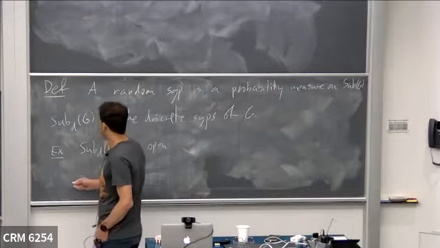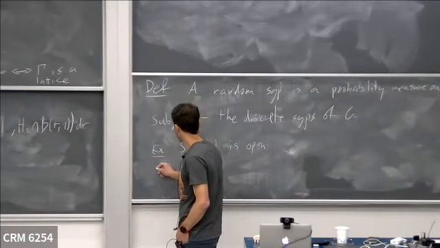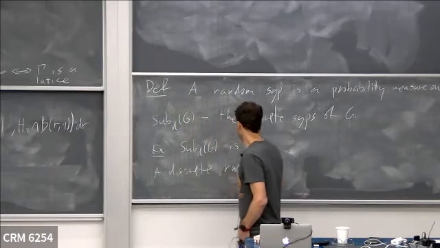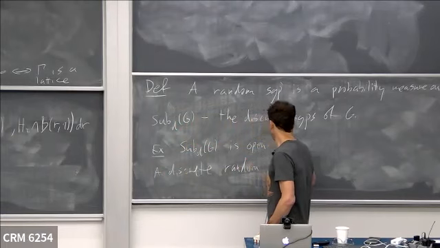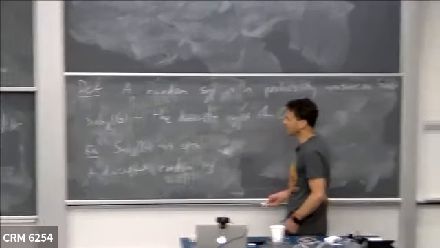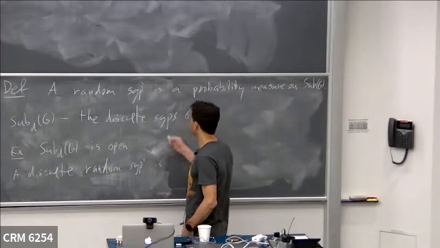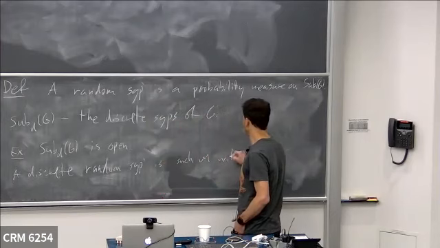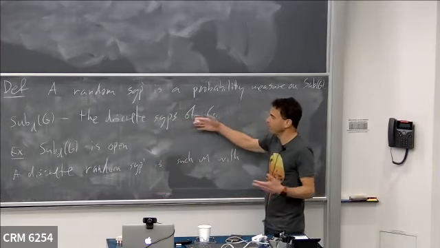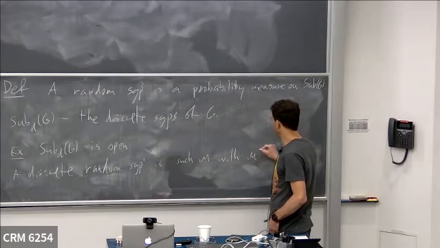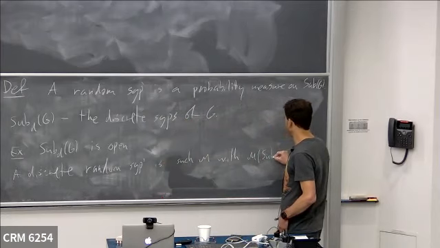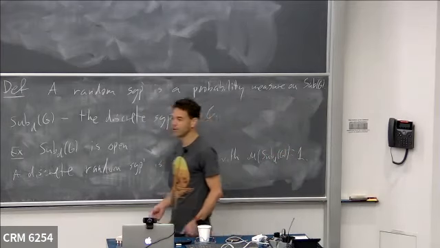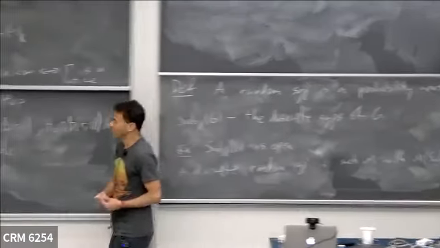By a discrete random subgroup, and most of the time this is what we care about, we mean a measure mu whose support is closed, such that with mu-probability one you get a discrete group. That's a discrete random subgroup.